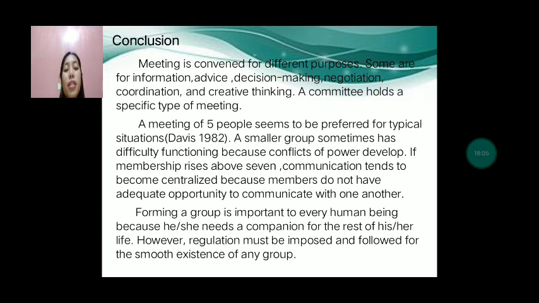If the members of a certain group rise above 7, then communication tends to become centralized and ineffective because members do not have adequate opportunity to communicate with one another.